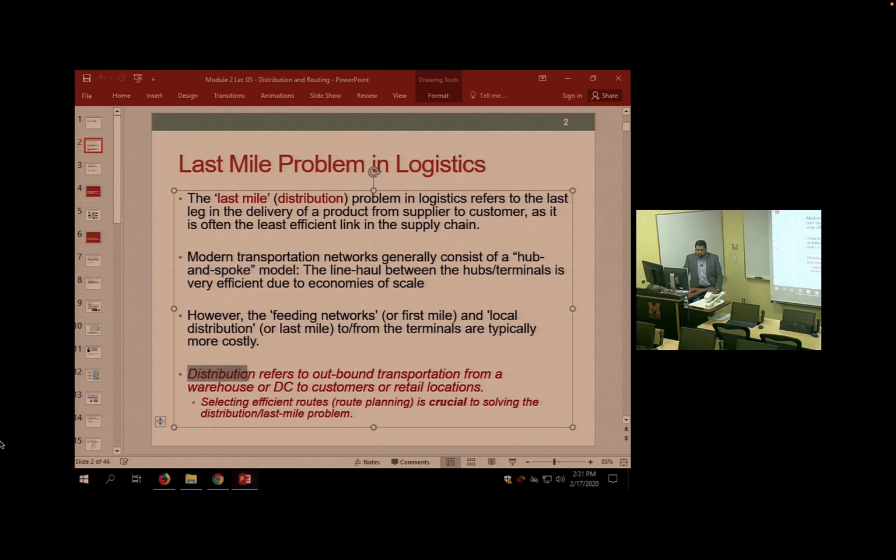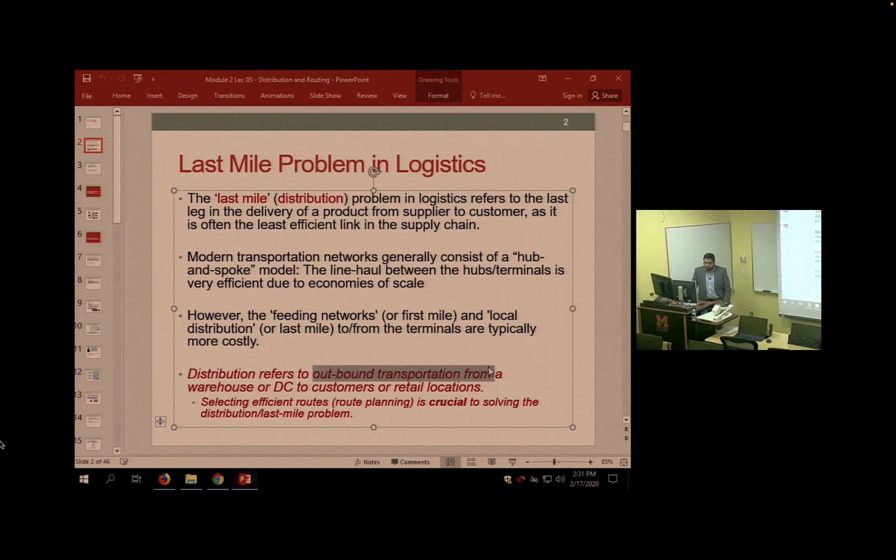When we say distribution in this module, in this lecture, we are talking about outbound transportation from a company's facilities to either end customers, end users, or to retail locations. Selecting efficient routes is crucial to keeping your distribution costs in control.